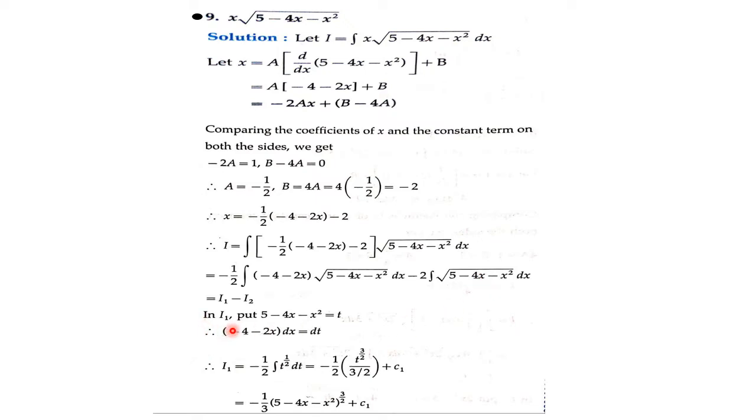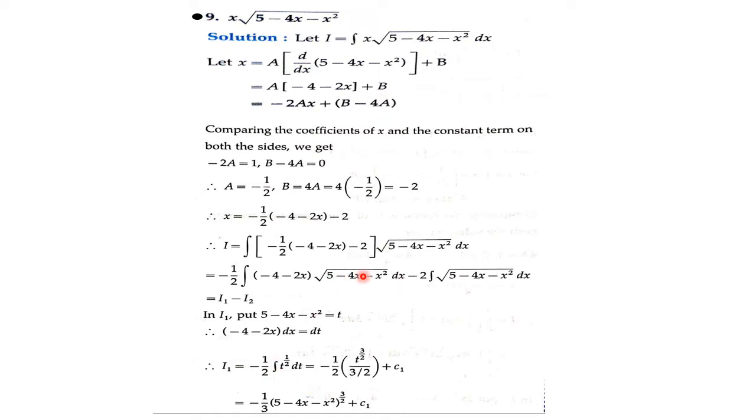Therefore, in I1, since this term is the derivative of this term, observe carefully, therefore make a substitution, put 5 minus 4x minus x square is equal to t. Therefore, differentiating with respect to x, the derivative of 5 is 0, the derivative of minus 4x is minus 4, the derivative of minus x square is minus 2x, into dx is equal to dt. Therefore, I1 is equal to, after substitution, minus half is already there, you can see it, into the integration of this whole term, which is equal to dt.